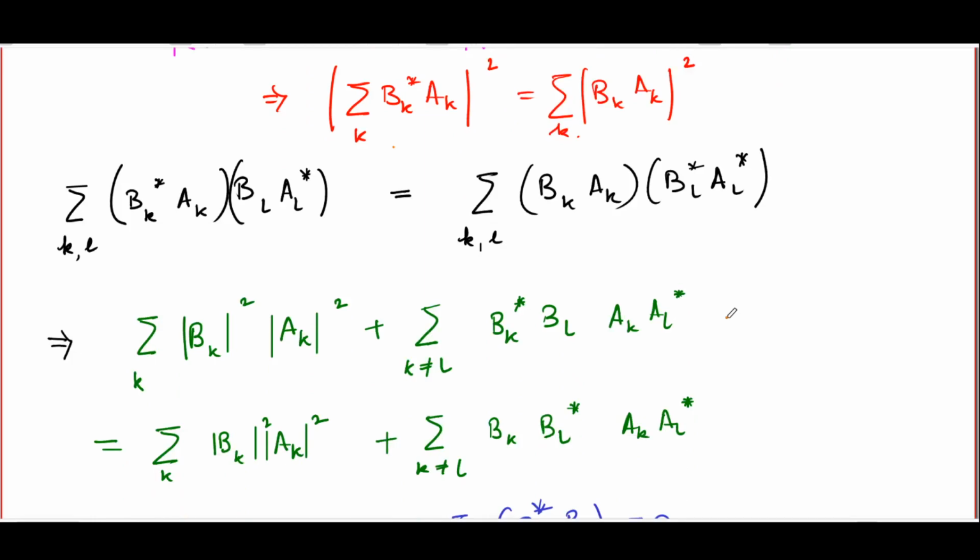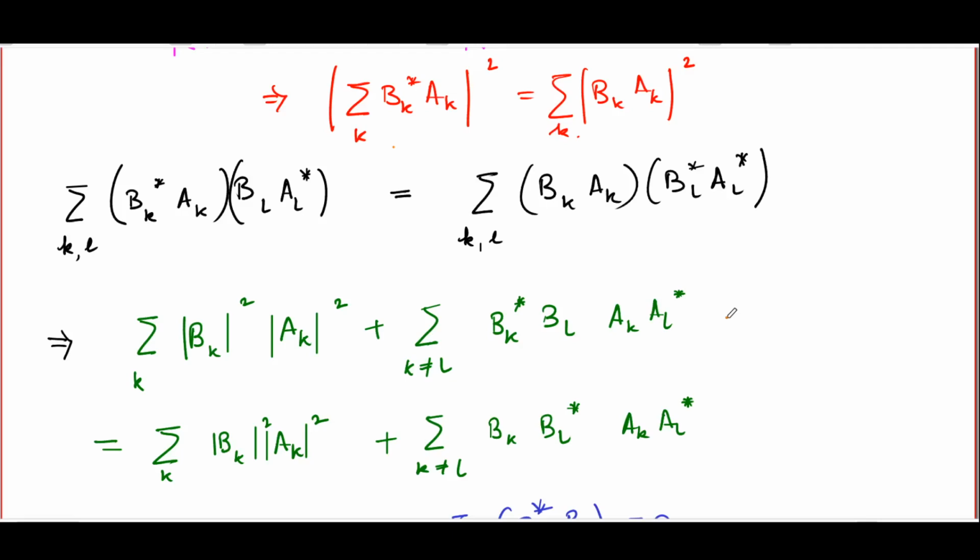We now proceed to break these terms apart into the cases where k equals l and for all pairs k not equal to l. It's easy to see that when k is equal to l, both sides give you exactly the same sum, bk mod square ak mod square summed up over k, and you can easily cancel that out. The k not equal to l terms actually give you a non-trivial condition, that is, sum over k not equal to l of bk star bl ak al star must be equal to sum over k not equal to l of bk bl star ak al star.